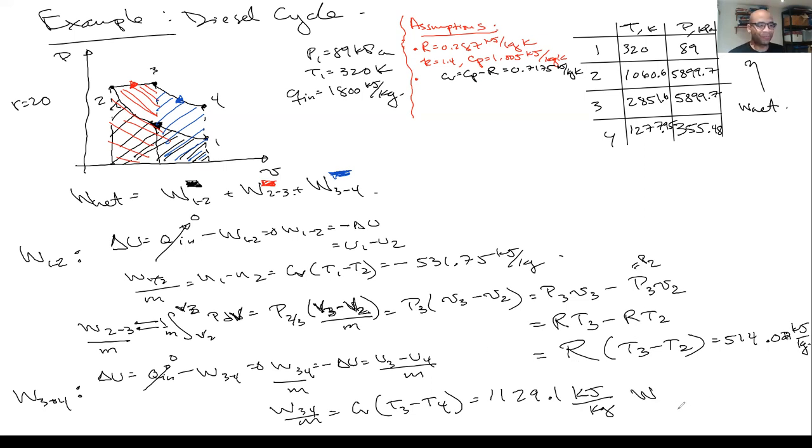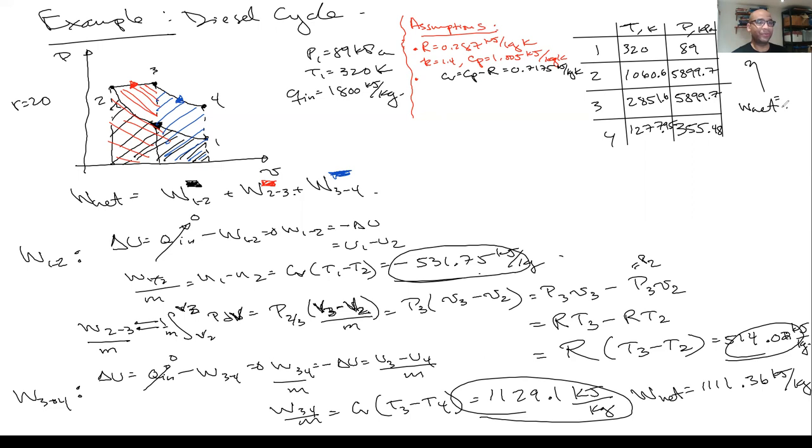So then we find that the net amount of work is just going to be the sum of the three. So 514.02 plus 1129.1 gives me 1643 point something kilojoules per kilogram. That's the amount of work out, and I have to add the amount of work that went in, the negative number, so plus negative 531.75. I get 1111.36 kilojoules per kilogram. That's a nice number. That's the sum of this number, that number, and this number over here. So the net amount of work is equal to 1111.4 kilojoules per kilogram.